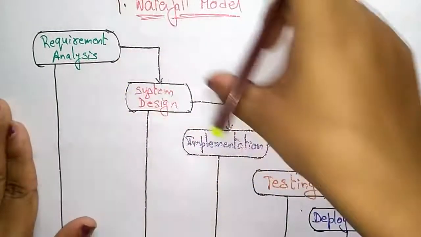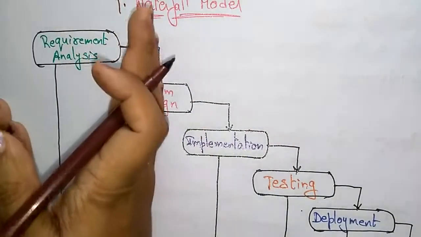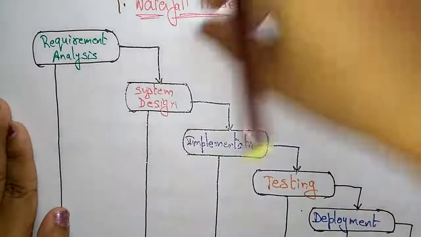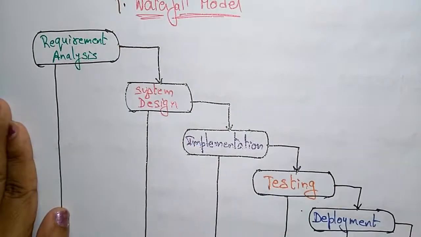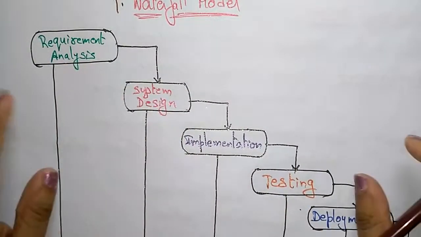That's why we call it the waterfall model. The water first drops here, then it comes to the next stage. If you pour water from a terrace, it moves from high to low. First it reaches the fifth floor, next the fourth, next the third, and like that it comes down. It has to follow like that.